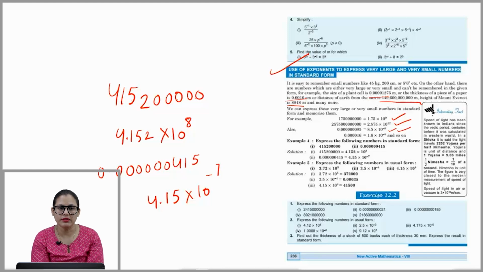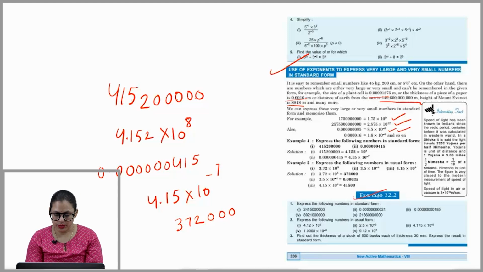And in example 5, we have to express these numbers from standard form in usual form. Okay, so there is 3.72 into 10 raised to the power 5. So 372, and how many zeros we will put here? 1, 2, 3. Okay, now let's do exercise 12.2.